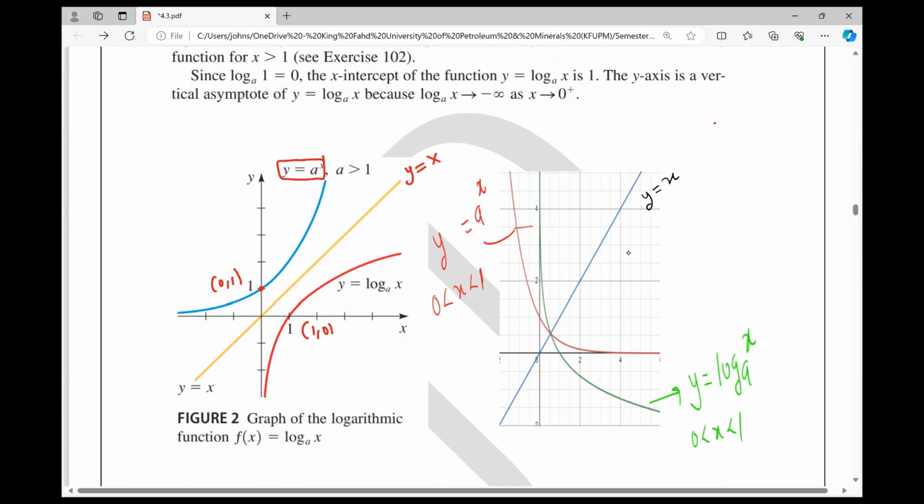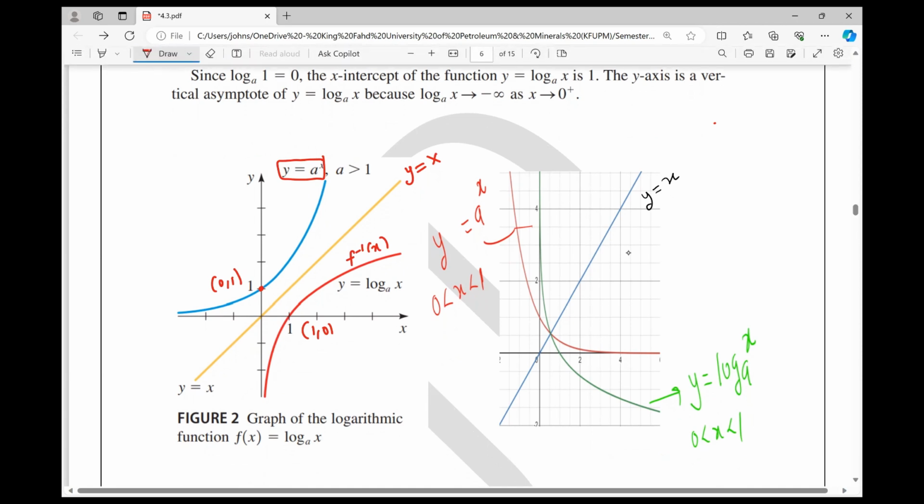We always switch, right? Because if you have a point (a, b) on the graph of f, that point is going to be (b, a) on the graph of f inverse. So this is our inverse, f inverse of x. What does that mean? It means that this red graph is the graph of log to base a of x. But this is only true if your a is greater than 1.